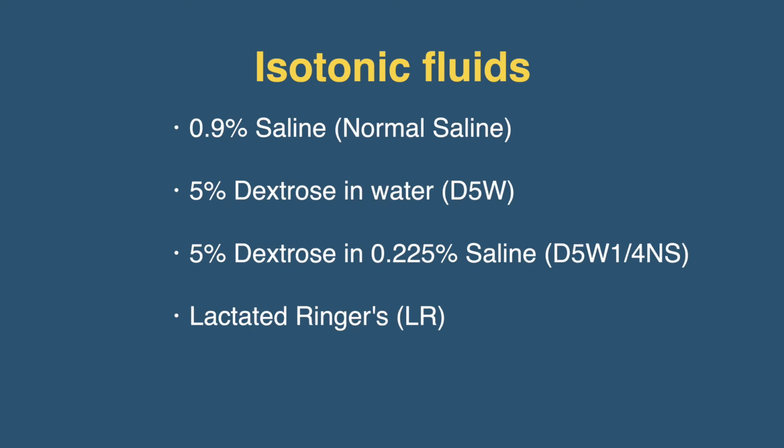Isotonic fluids include 0.9% saline, also known as normal saline, and 5% dextrose in water, D5W. This also can act as a hypotonic solution after it is administered, because the body will rapidly metabolize the dextrose and then we are just left with water. So it is considered isotonic at first because of the dextrose. Also 5% dextrose and 0.225% saline, and lactated Ringer's.